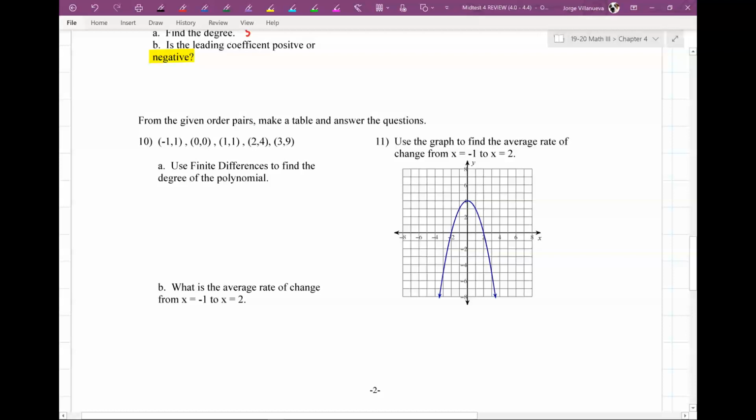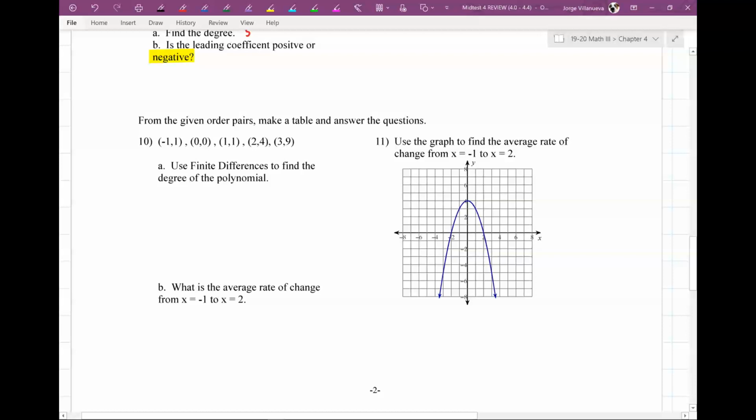Remember, you're supposed to get these points and put them in a chart and then subtract the y values, and if they all match up, then that means it's a first degree. If it doesn't match up, you subtract again and subtract again until you find that the numbers all match up. However many subtractions that took, that's your degree. So if you subtracted 3 times to get it, then that's a 3rd degree function. If you only did it twice, then it's a 2nd degree function. If you only did it once, it's a 1st degree function.